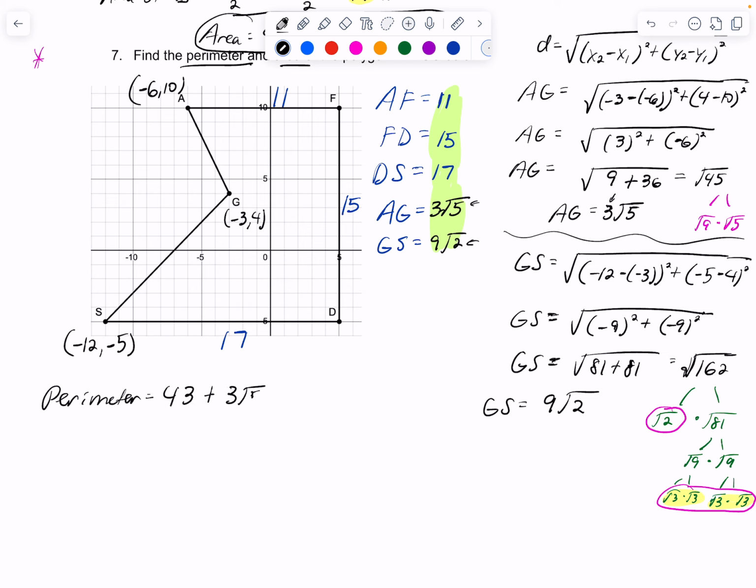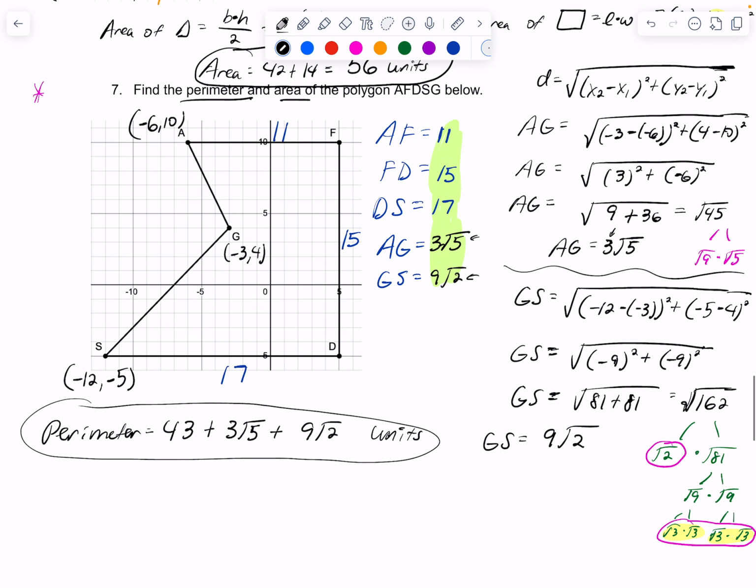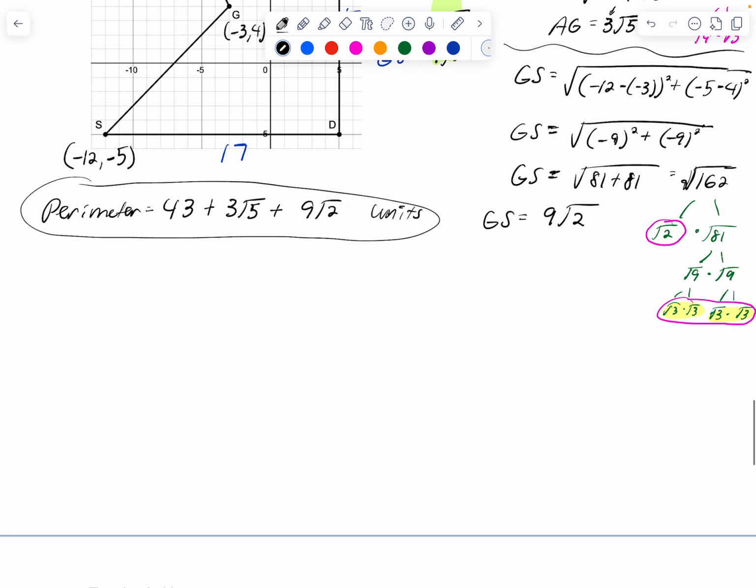So 3 root 5 plus 9 root 2 units. So this is the perimeter of this polygon AFDSG. Now let's do the area. I'm trying to show you where I'm changing here.